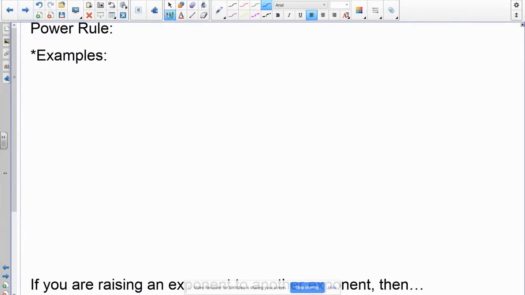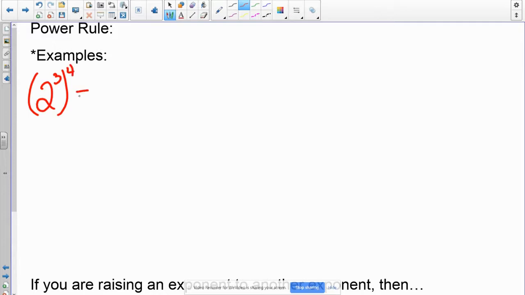Power rule. So the power rule is kind of like I explained. It's a power to another power. So let's start with, let's go 2 to the third power to the fourth power. And we're not going to actually get a value of this. We're just going to simplify it, and then we'll put variables in it so we can look at it with variables. So 2 to the third power.